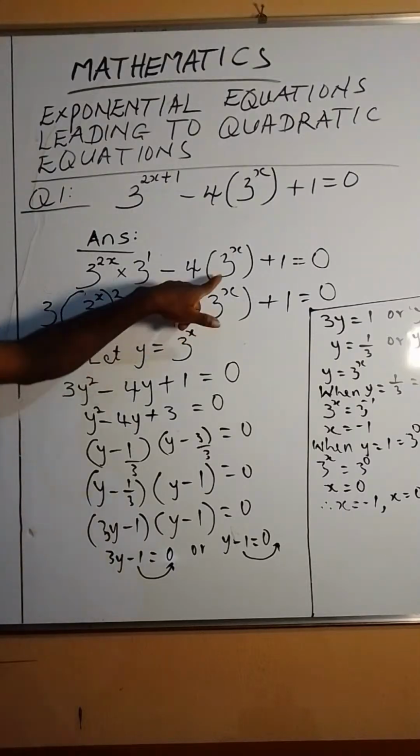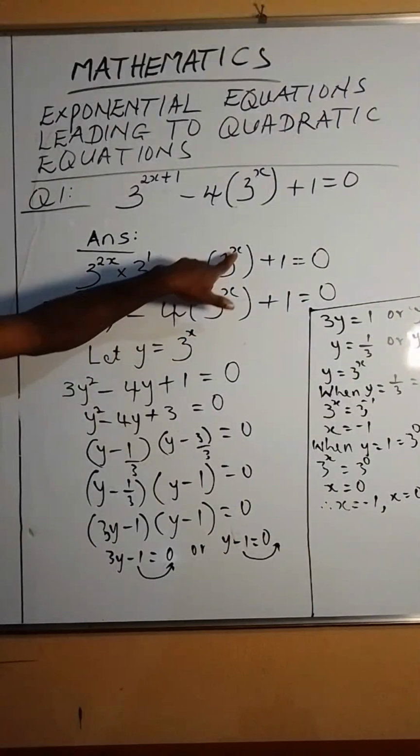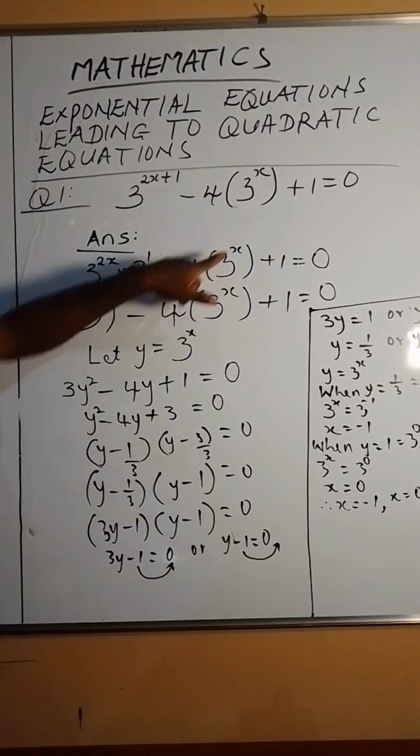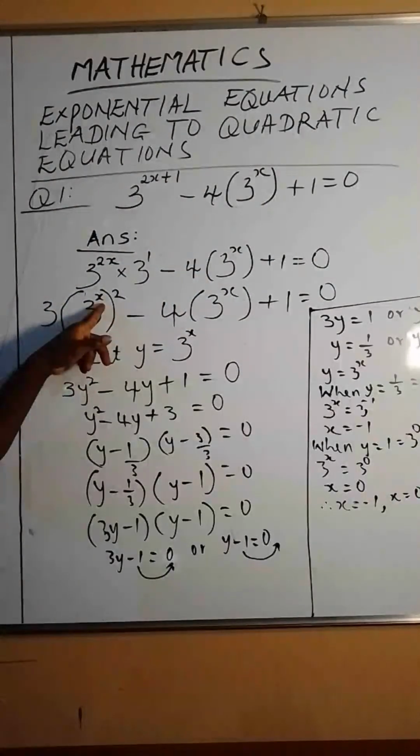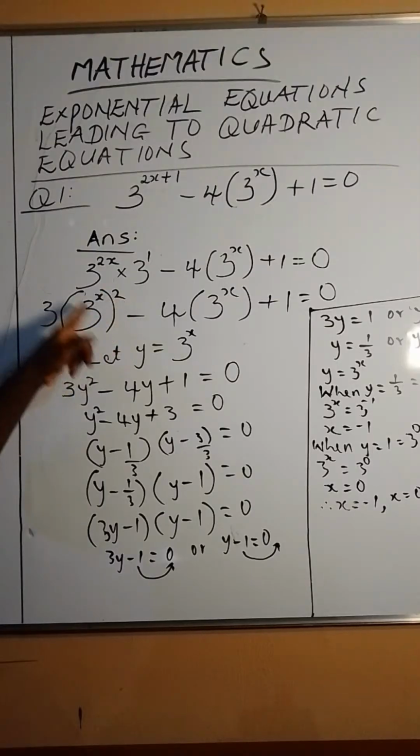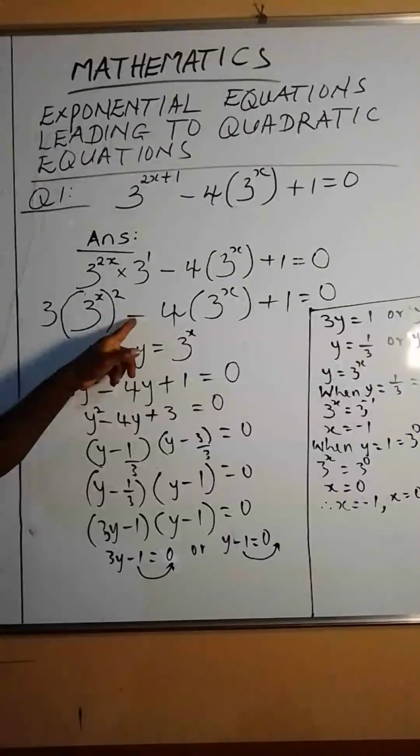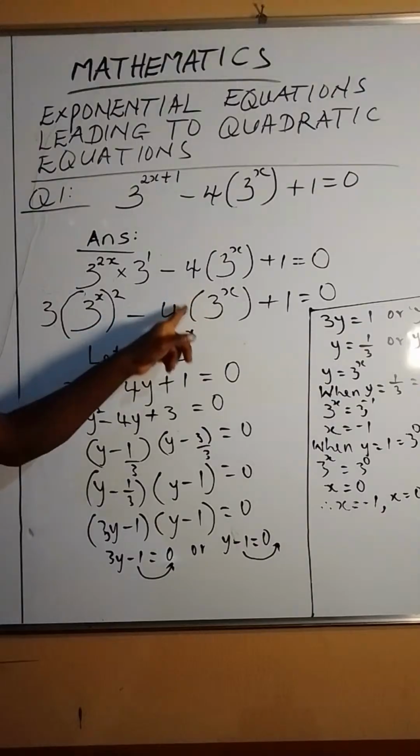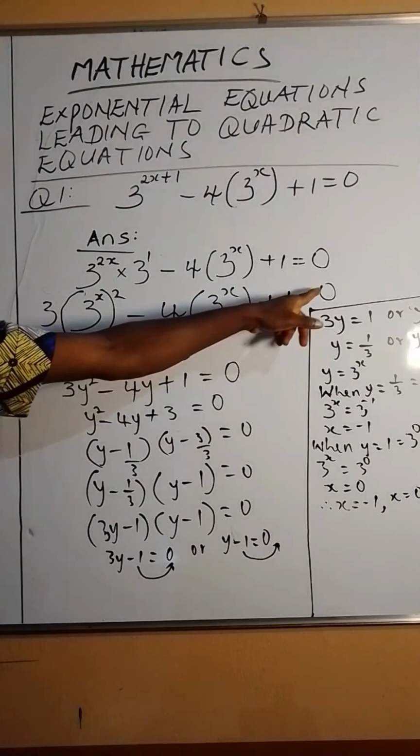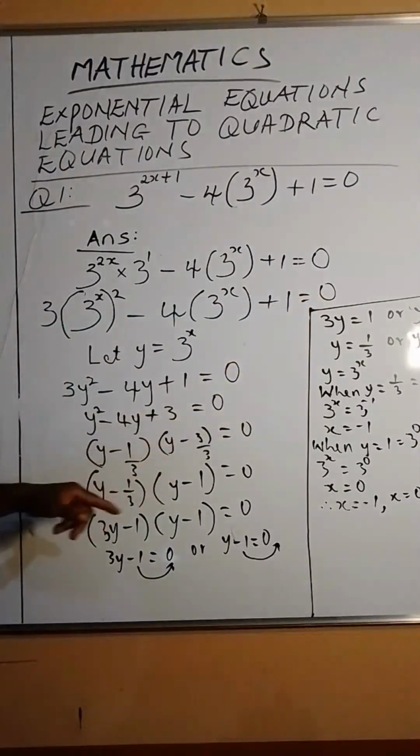Now the question is, we have 3 raised to x here. So we want to do the same thing here. We have 3 raised to 2x, and we want 3 raised to x. So bring in 3 raised to x here. Then this 2, we shift it outside the bracket, and this 3 will come here, so it can look like the coefficient of what we want to substitute. Then minus 4, then open brackets, 3 raised to x, plus 1 equals 0. This is what we are going to get.